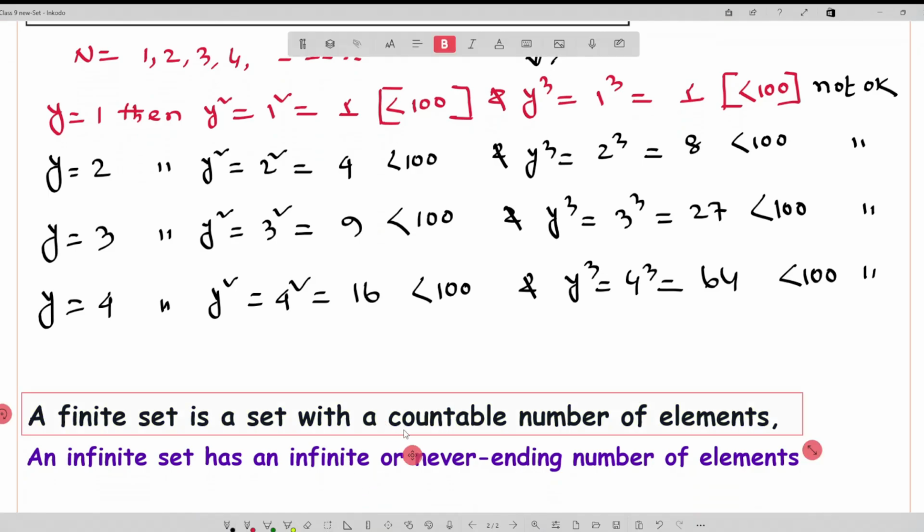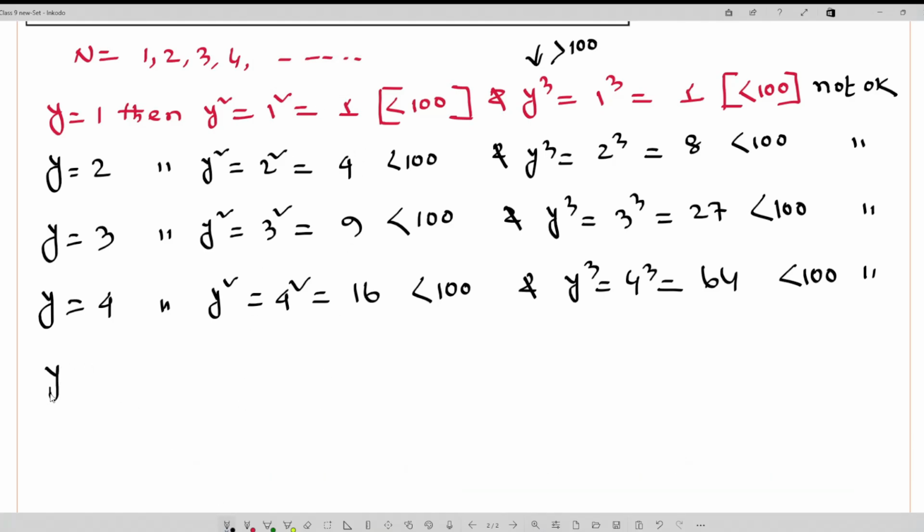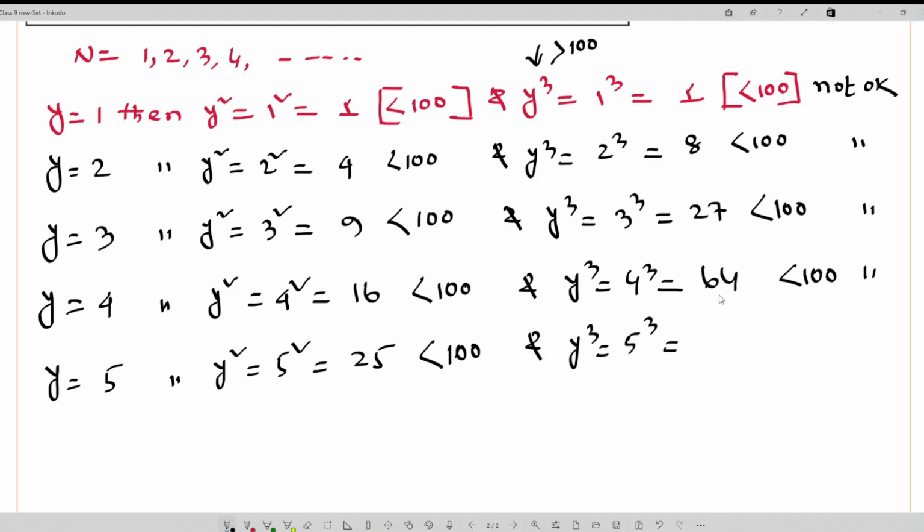Then we can cut this one, no need for this. Now y equals 5. Here y squared is 5 squared, 25, less than 100, it's okay, and y cubed, 5 cubed, is 125, which is greater than 100. This condition is okay, because y cubed is greater than 100 and y squared is less than 100, right?